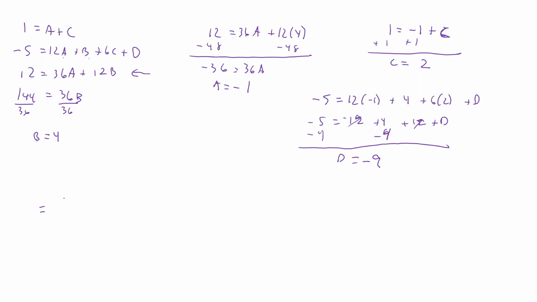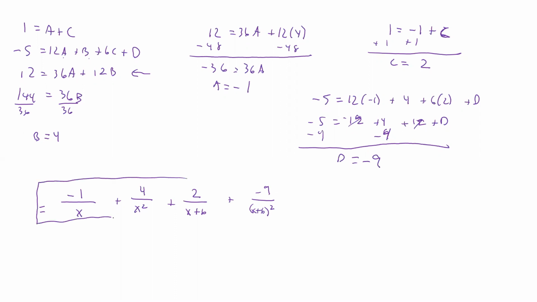So we had a was negative 1 over, and that was just x. And then b is 4, so then it was plus 4 over x squared. And then c is 2, so plus 2 over, and then that was x plus 6, I believe. And then plus d, which is negative 9, so it's negative 9 over x plus 6 squared. Okay. And so that's going to be our partial fraction decomposition.